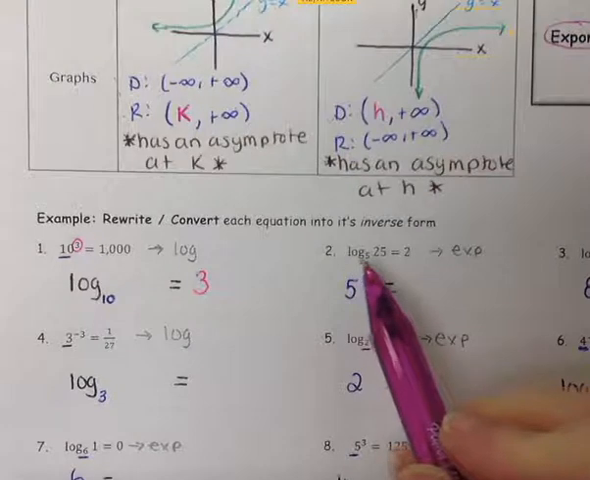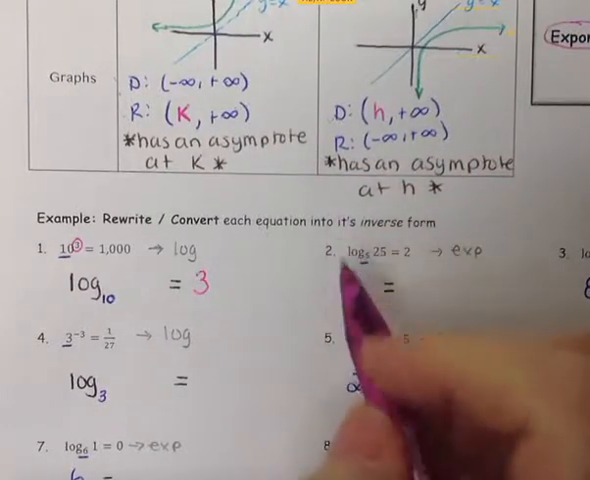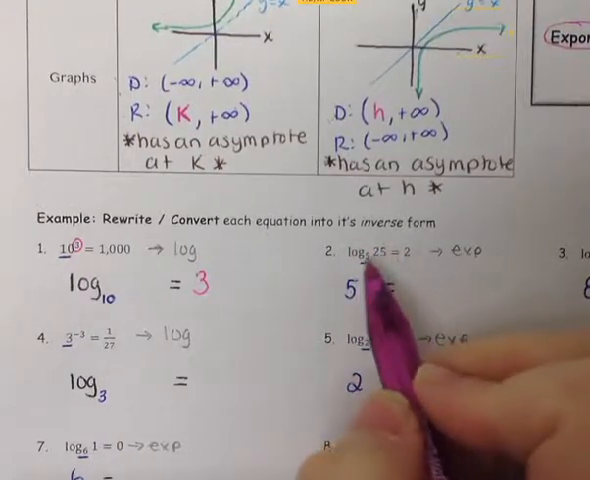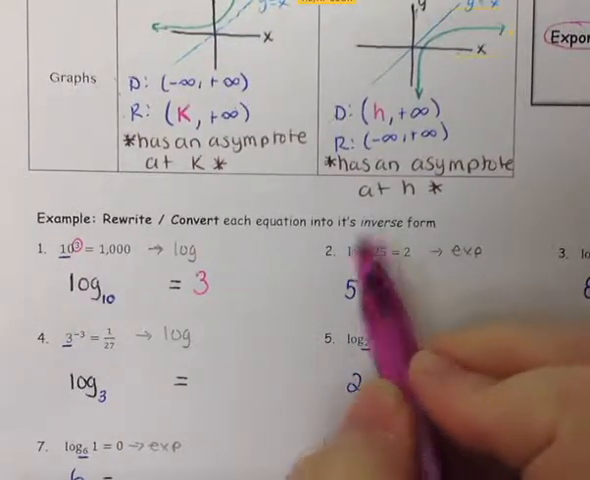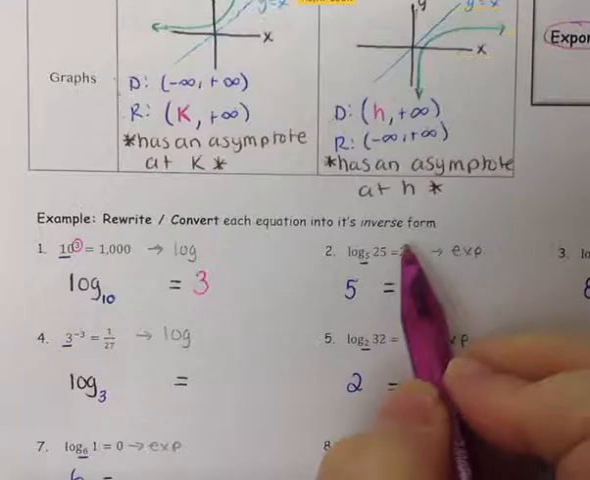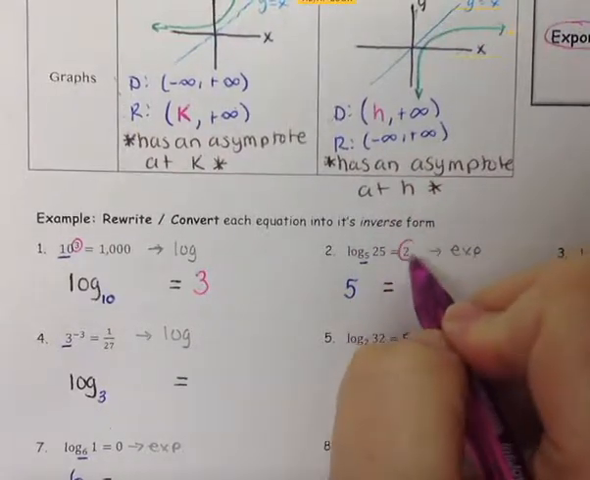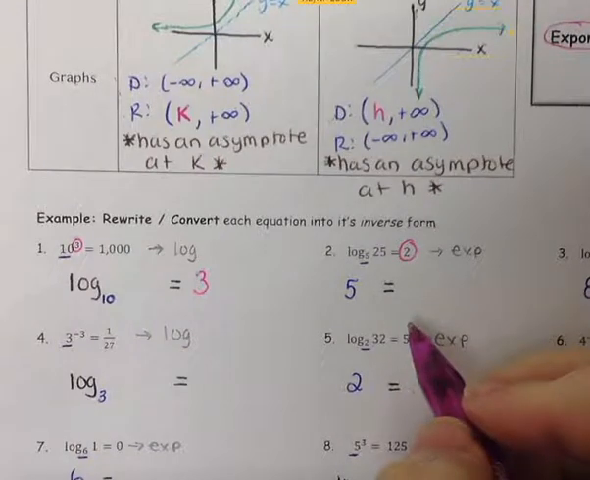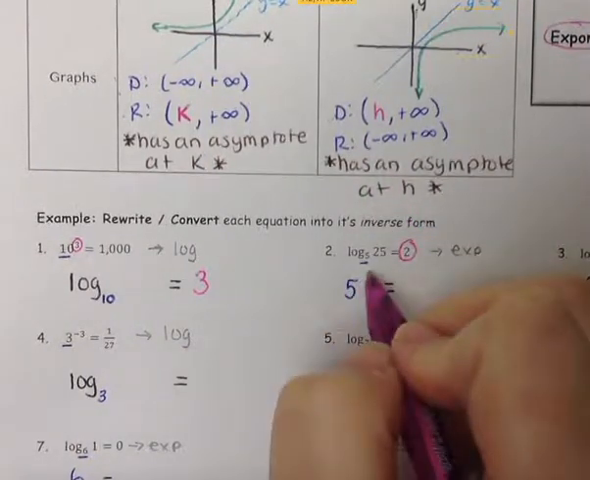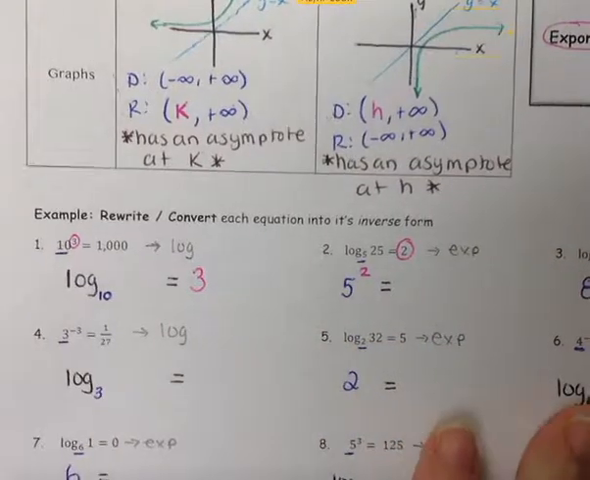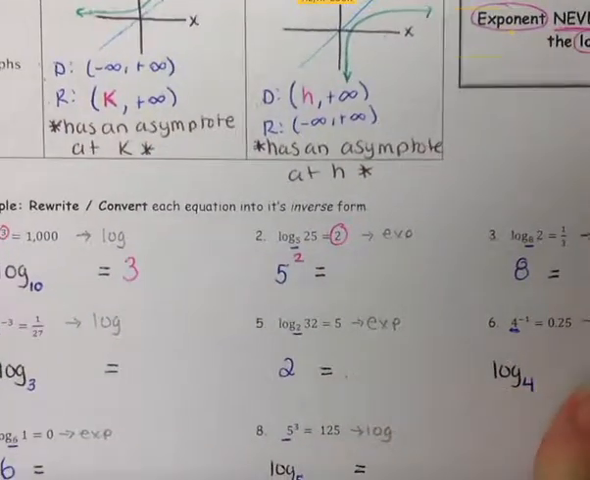But on number 2, we want to write it as an exponent. So we need to find the other way. We don't have an exponent right now. So what part is not touching the log? The 2 over here is not even on the same side as the log. So that is going to become our exponent. It will become 5 to the 2nd power. And then we'll keep going.